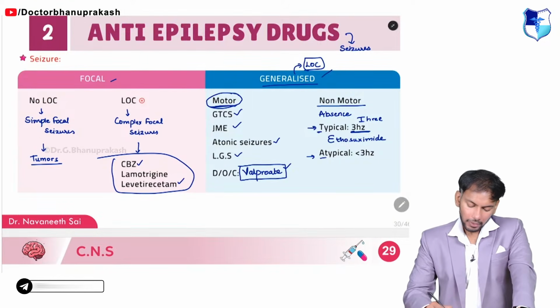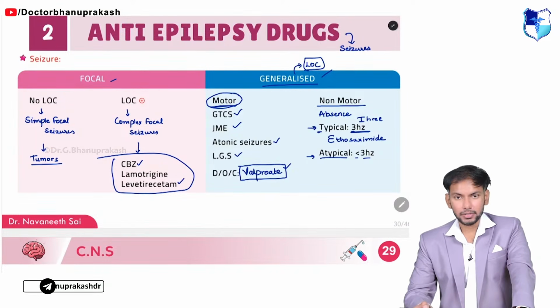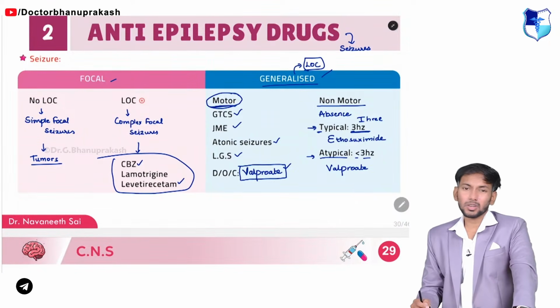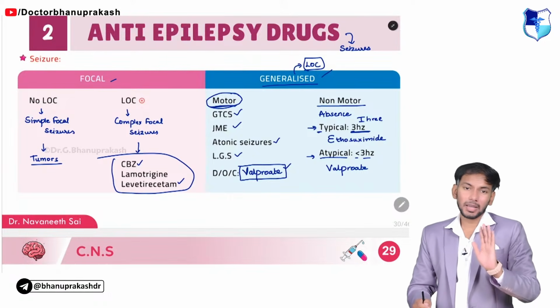That's all. Now, atypical means less than 3 Hz. Here the drug of choice is valproate. That's all. These are the types of seizures.